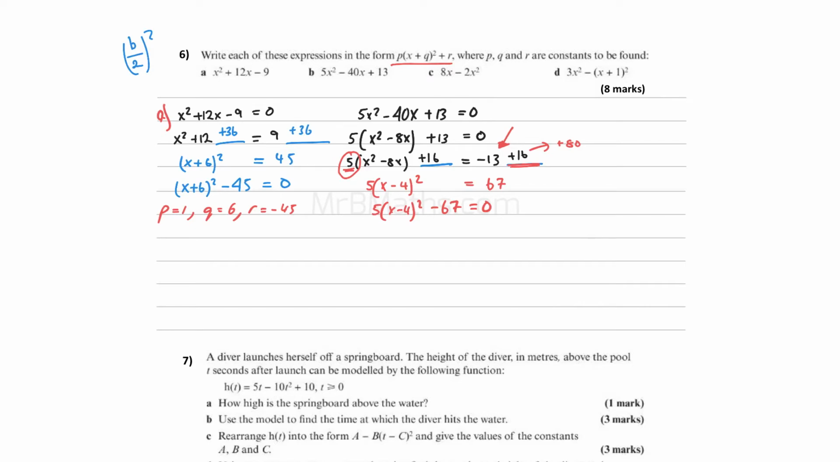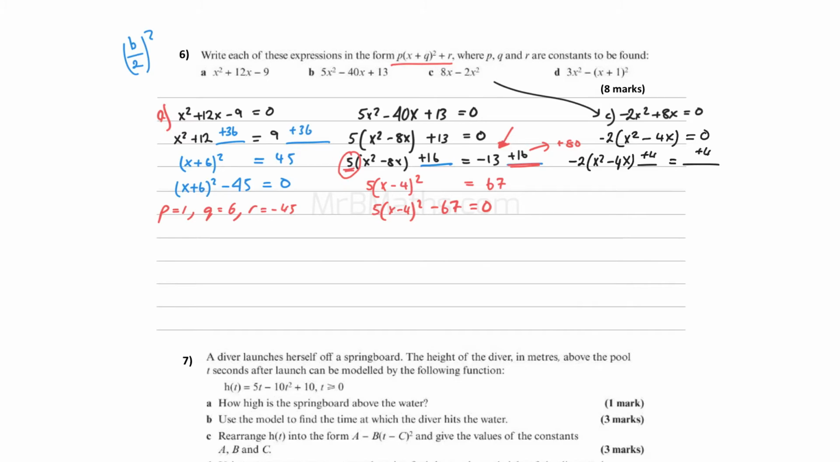Okay, let's move on to c. So c is here, so we've got minus 2x squared plus 8x equals 0. Now if I factor out negative 2, I've got negative 2 open bracket x squared minus 4x close bracket equals 0. I can rewrite this, x squared minus 4x, leave space for the magic number, so b over 2, so this is a 4 here, b over 2 would be 2, and 2 squared is plus 4, so plus 4 to both sides.